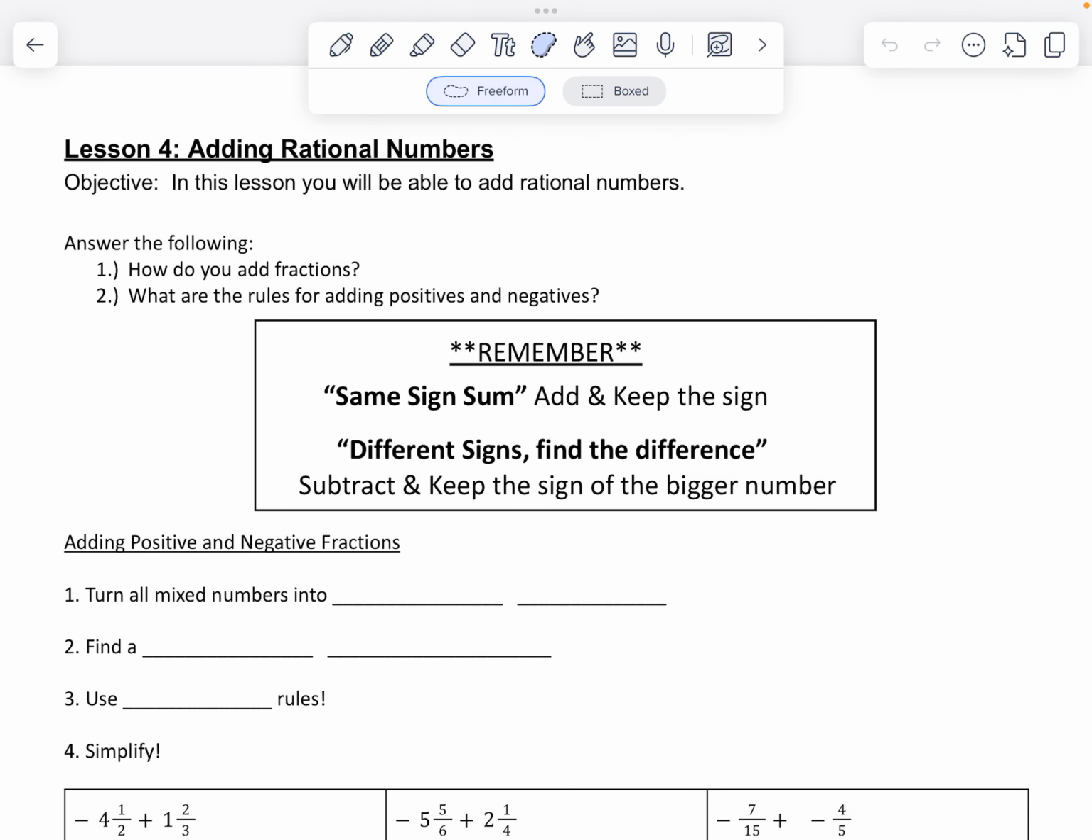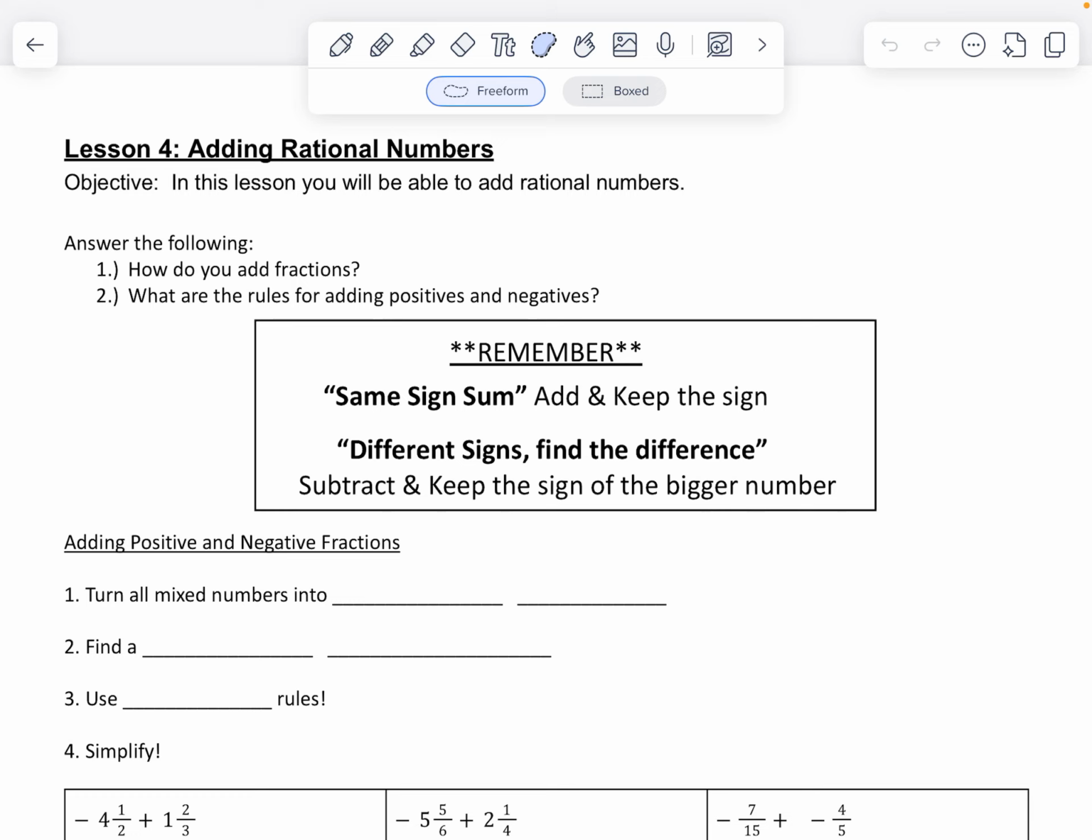Okay, so today you're going to do some adding of rational numbers. So the reminders are at the top for you. Remember that if you're adding the same sign, you're just adding and keeping the sign. So like we talked about, if we're adding two negatives, we're going to get a negative answer, or if we're adding two positives, we're going to get a positive answer.